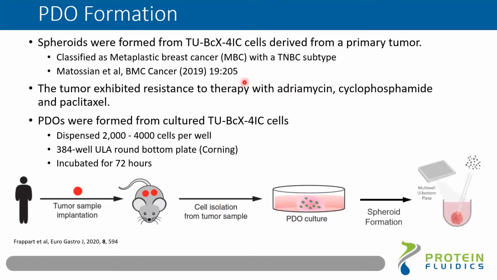You can read more about these in Marguerite's publication shown here, or some of the other publications out of Matt's lab. This particular tumor exhibited resistance to chemotherapy, and specifically paclitaxel. When we received the cells, they're cultured 4IC cells. We dispensed them 2,000 to 4,000 cells per well into a round bottom, low attachment plate from Corning. After about 72 hours, they formed nice round spheroids and they were ready for the assay.